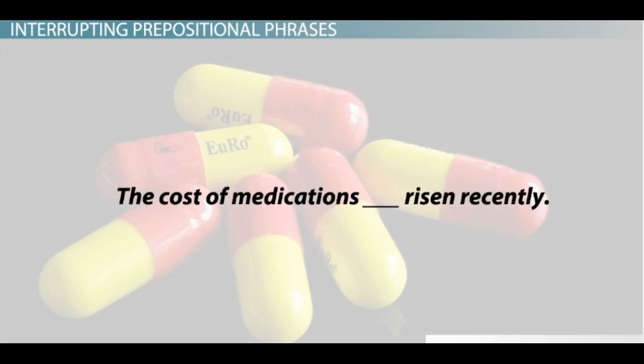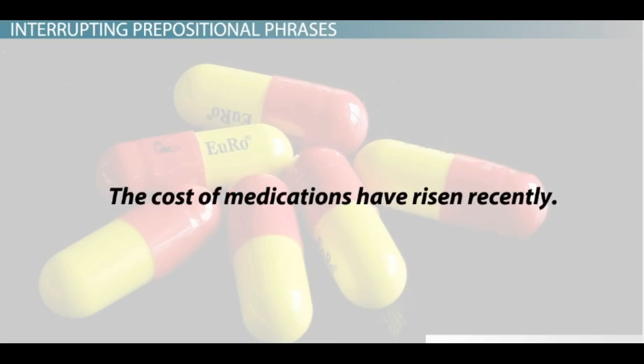Many people might glance at this sentence, see the word medications, and decide that the sentence would correctly read, "The cost of medications have risen recently." The assumption there would be that because medications is plural, we'd need the plural verb have. Look again though. Is medications actually the subject of the sentence? Is the speaker saying that medications have risen or something else?